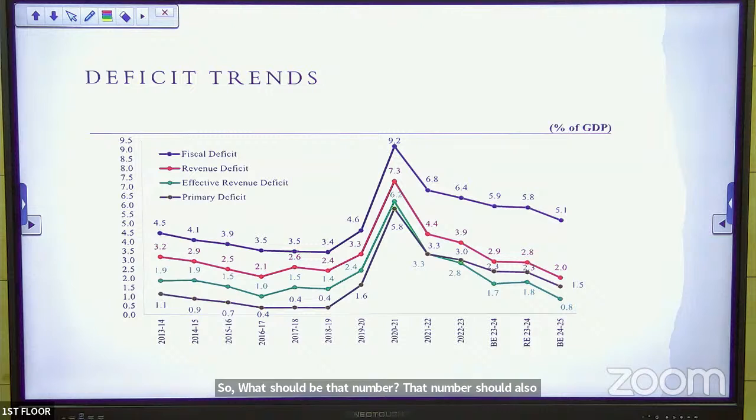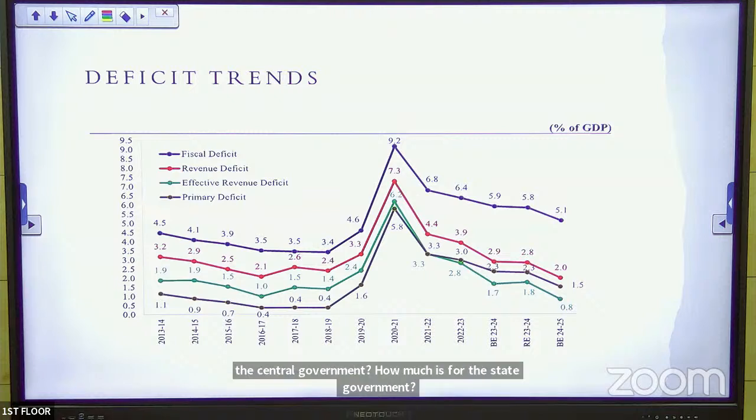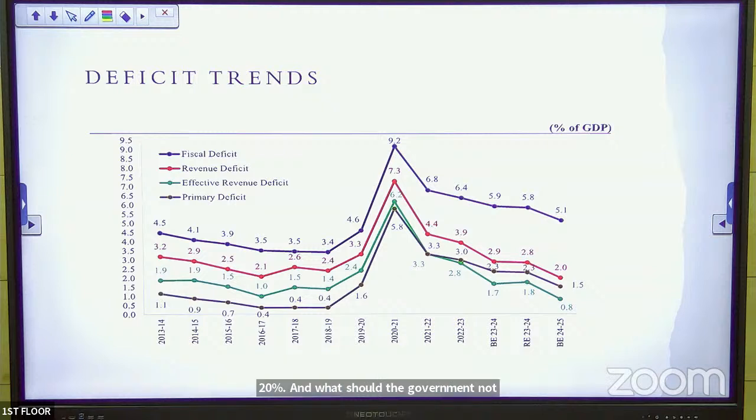Fiscal deficit should come down to 3%, and on the total debt, 60% is the ceiling. How much for the central government? How much for the state government? 20%. And what should the government not do? It should not monetize the deficit, printing the currency. It should not go and ask RBI to monetize the deficit, to print currency to the tune of the deficit. These are the major things.